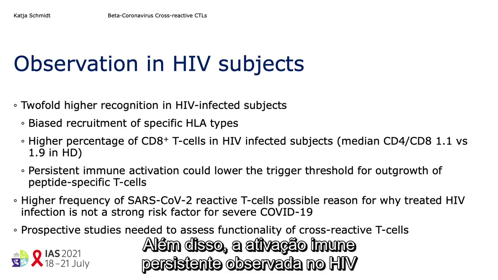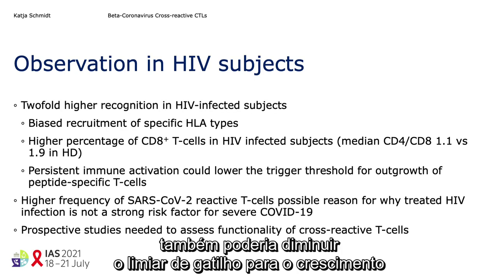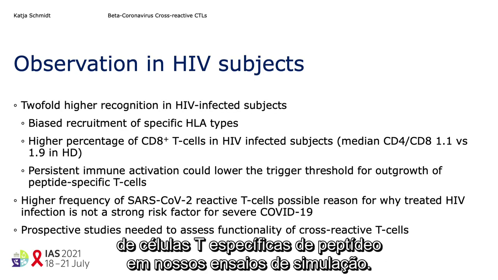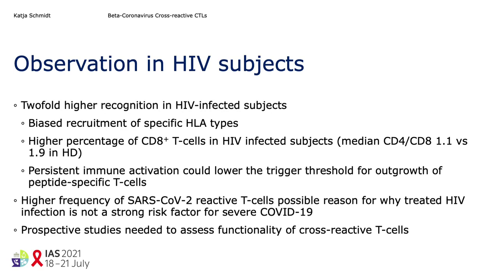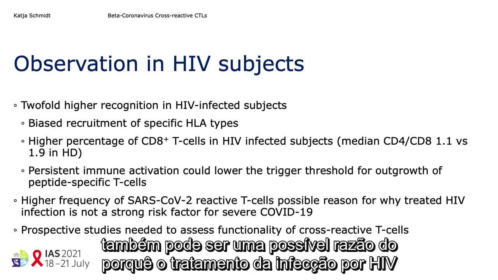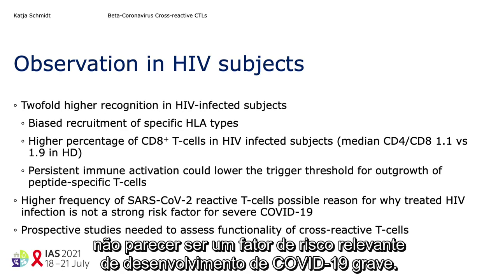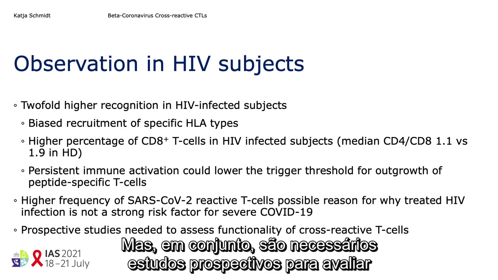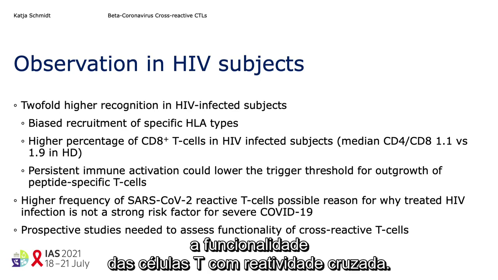Furthermore, the persistent immunoactivation that is observed in HIV could actually also lower the trigger threshold for the outgrowth of peptide-specific T cells in our stimulation assays. But still, this higher frequency of SARS-CoV-2 reactive T cells could also be a possible reason for why treated HIV infection does not seem to be a strong risk factor for the development of severe COVID-19. But taken together, prospective studies are necessary to assess the functionality of cross-reactive T cells.